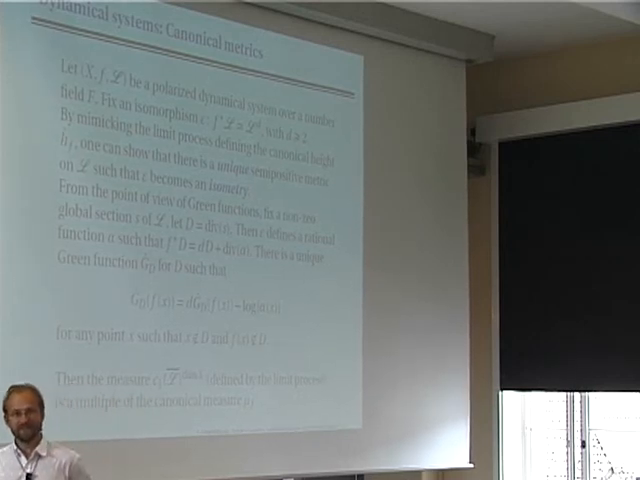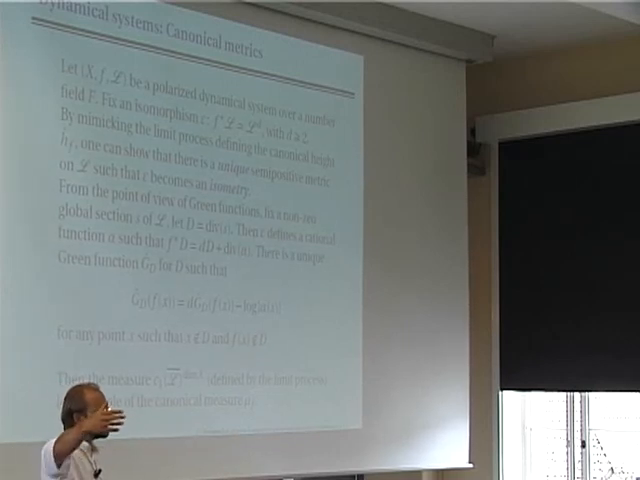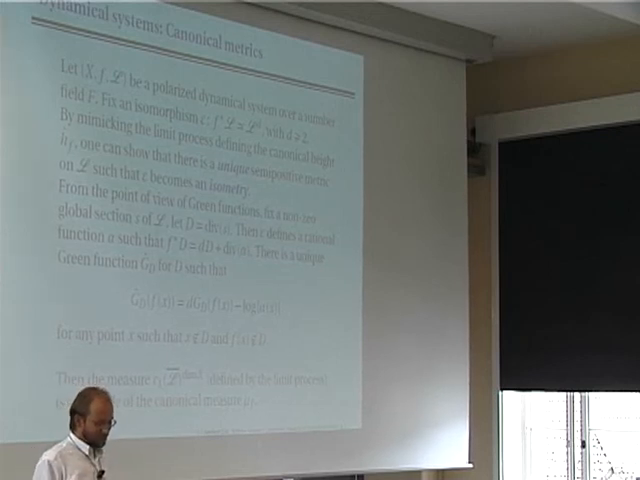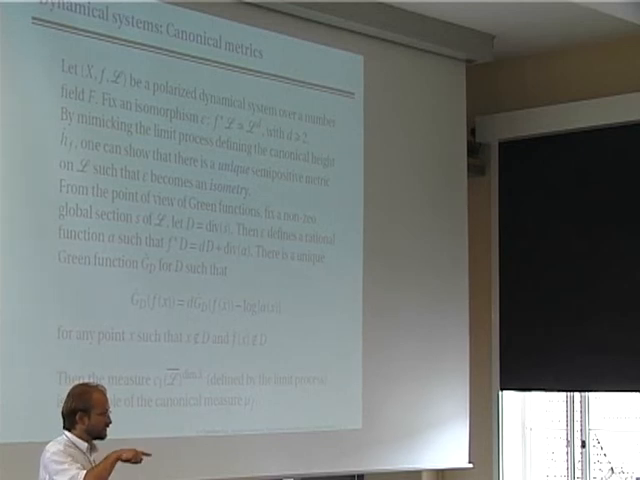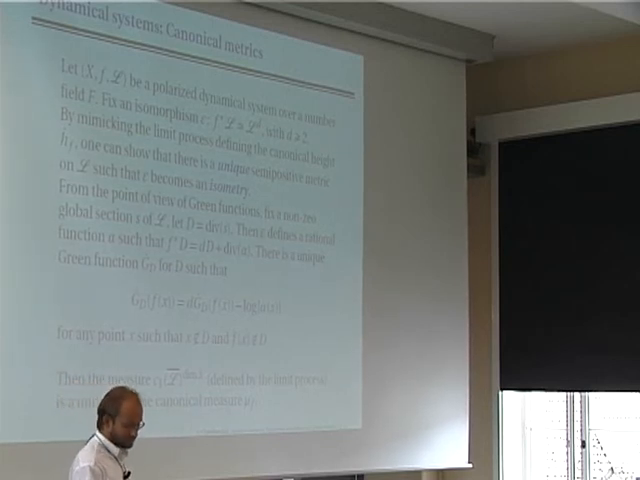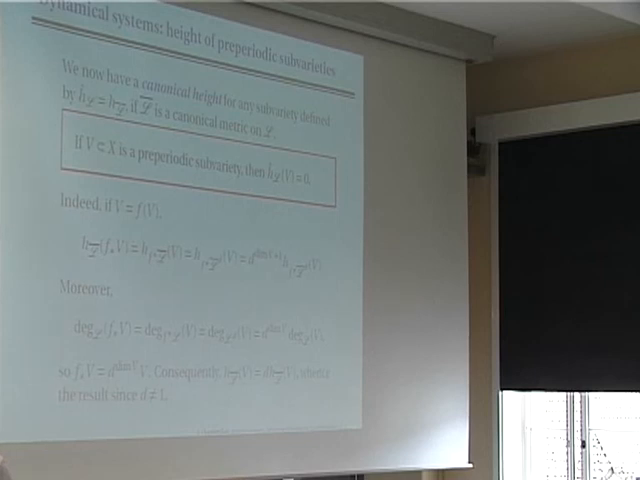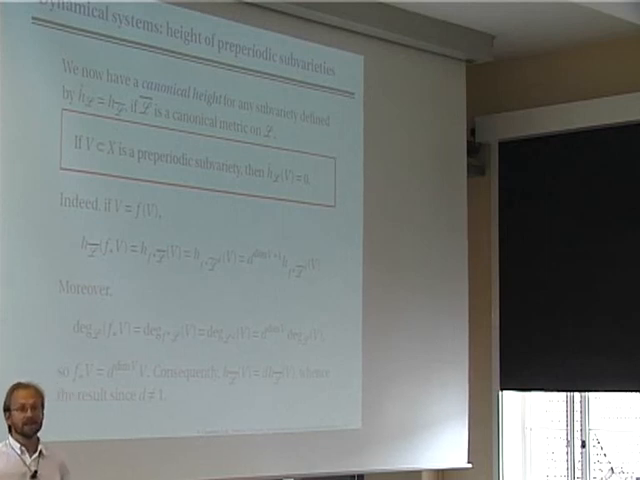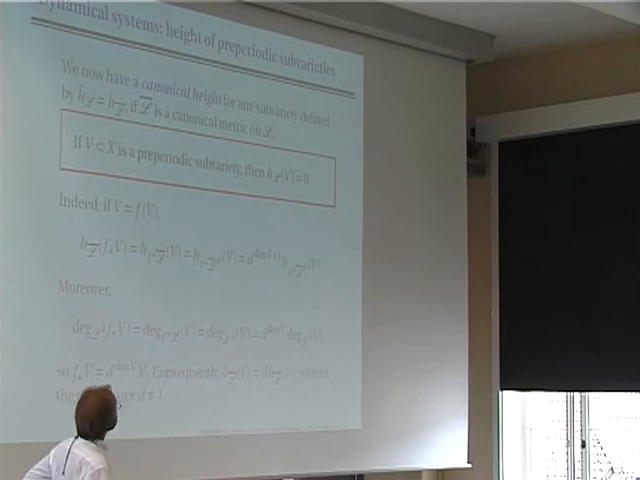And the measure c1 of L bar to the power of dim X, which is defined by the limit process of measures attached to metrized line models, is exactly a multiple of the canonical measure mu f, canonical measure which I explained 2 days ago. And the multiple is just the degree of the line model L. Nothing mysterious. So if you believe in all that construction, now you have for any subvariety a canonical height defined by this canonical metric.